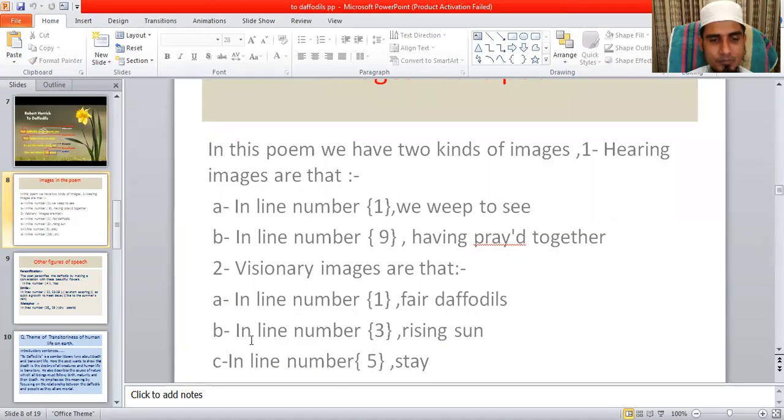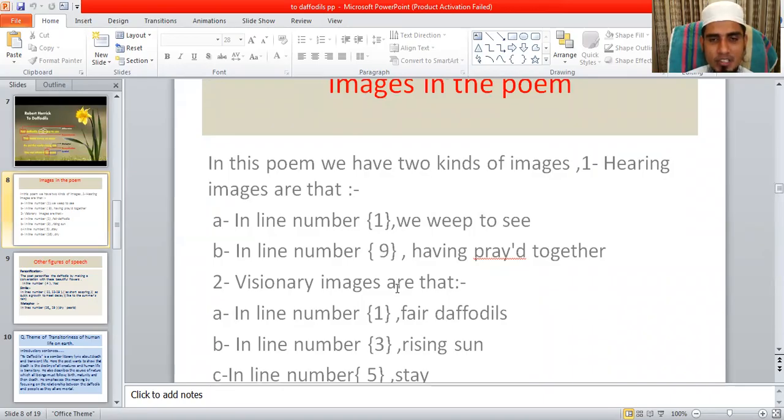Another is in line number 3, "rising sun". If you close your eyes, imagine that the sun is rising. So it is also a reflection in your mind. That is why it is called a visionary image, a rising sun, a fantastic image. And in line number 5, "stay, please stay with us", it produces an image of staying. In this way these types of images are used in this poem.